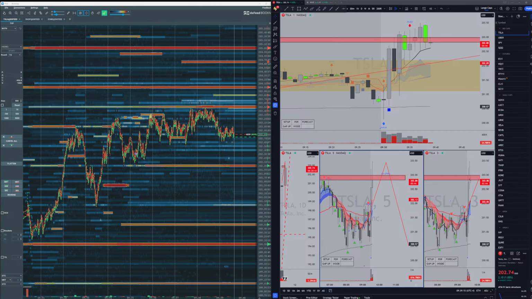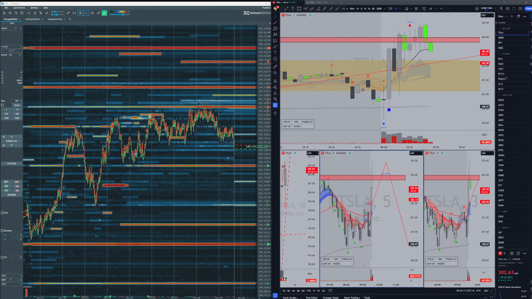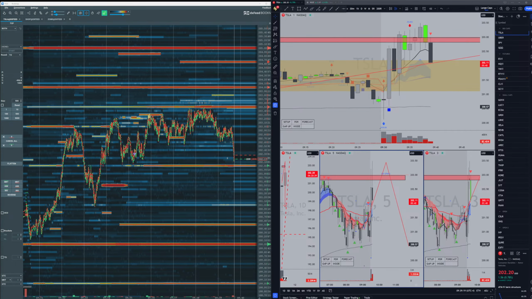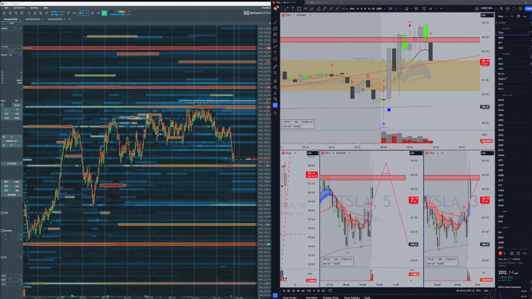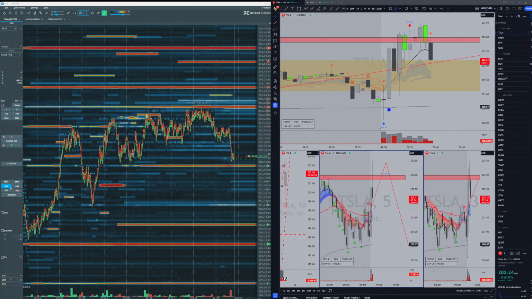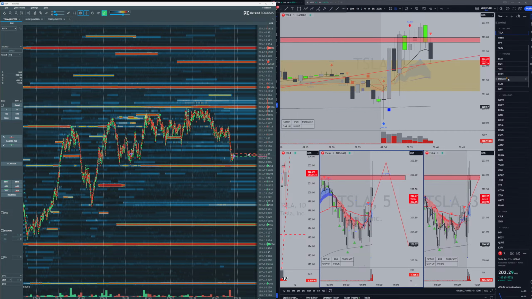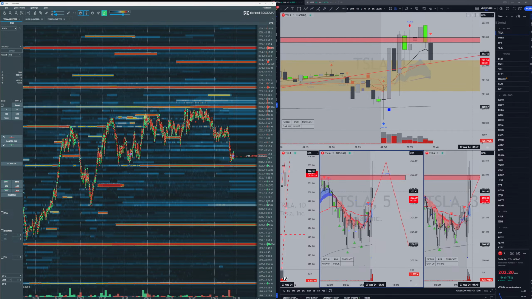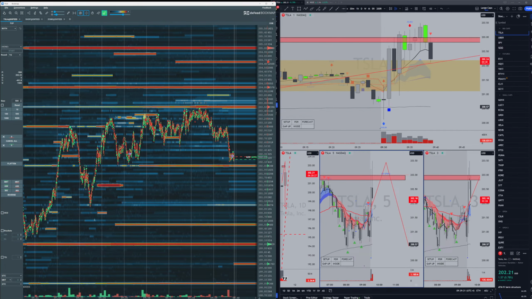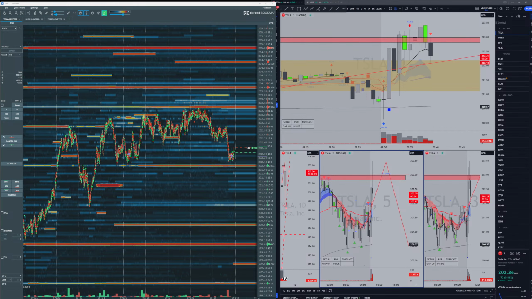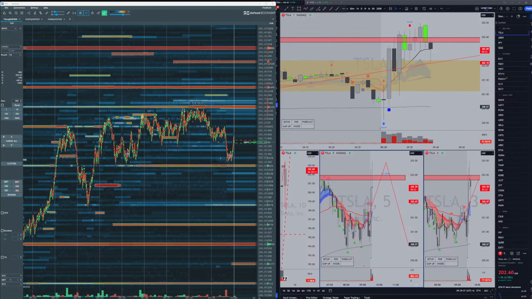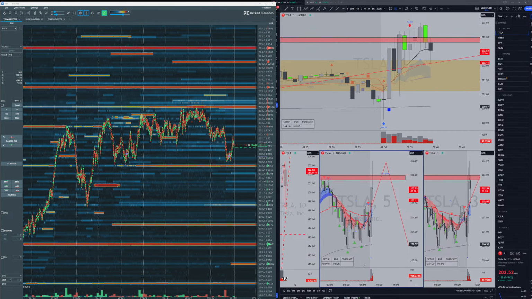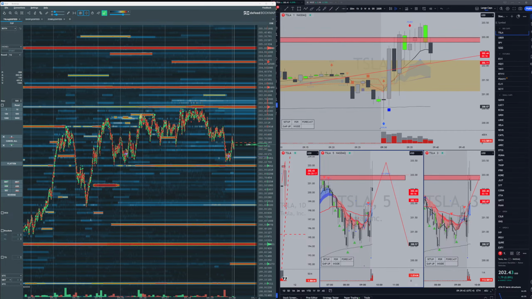Patience. And there we go. This is a short play. So we're shorting around 202.30, 202.50 Tesla. So setup, fake out 202.50, short Tesla, risking 203.50.